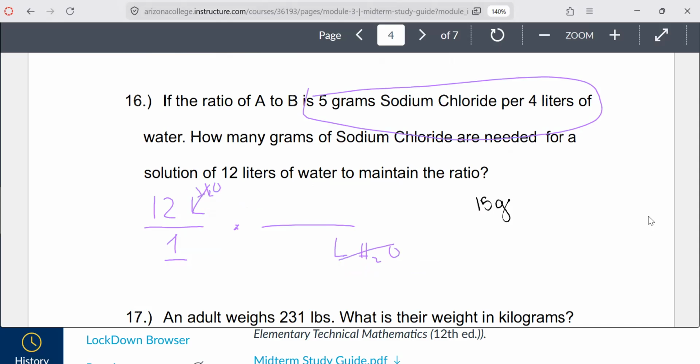So I go back to the A to B. It says 4 liters of water. So you put the 4 liters of water here. And then on top, you have 5 grams of sodium chloride. So these will cancel. So you have 5 times 12, which is 60, divided by 4. And that's it. Same thing.